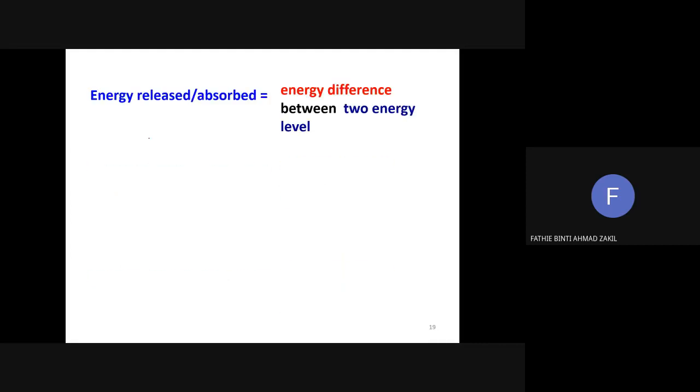Okay, so apa itu energy release ataupun energy absorb? Okay, energy release.